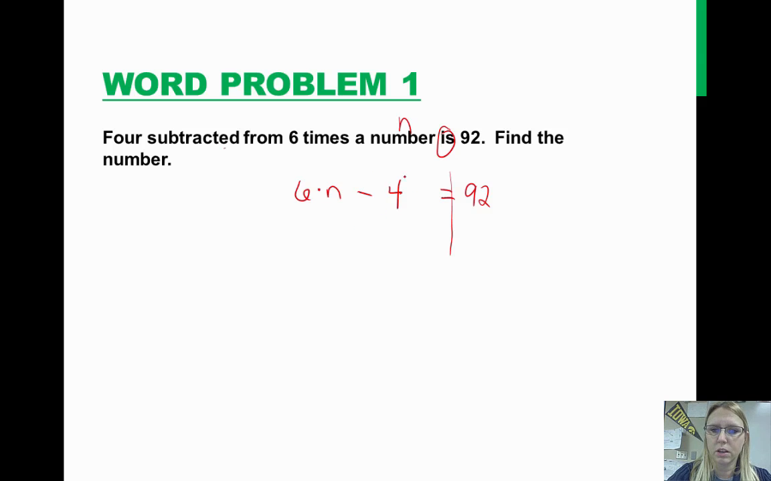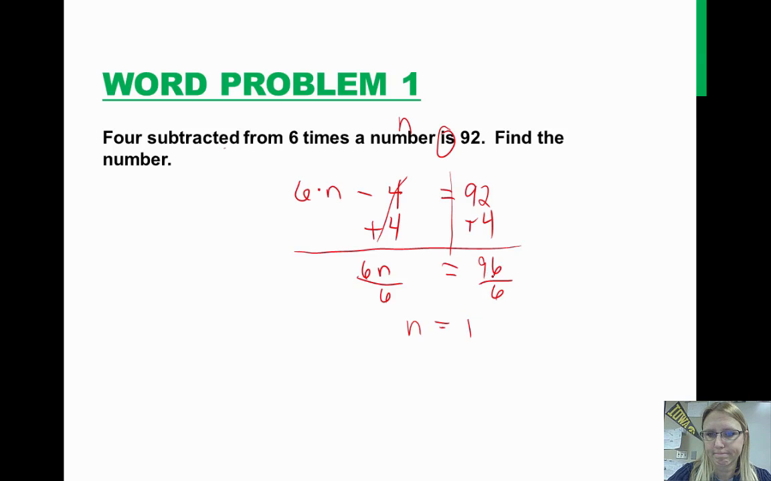The first thing we should get rid of is this minus 4. And since it's minus, we're going to do the opposite and add it to both sides. So 92 plus 4 is 96. And then we still have 6n over here. Now what we're going to need to do is divide everything by 6. So 6 goes into 9 once. And then we do long division here. Then we have 6, and we have subtracting, we have 36 left. So 6 goes into 36 16 times. So we can say that n is 16.